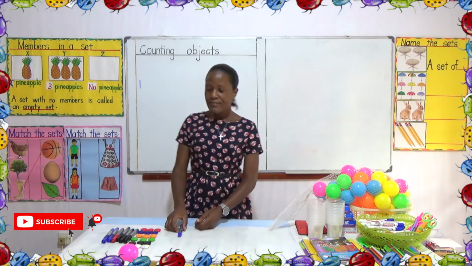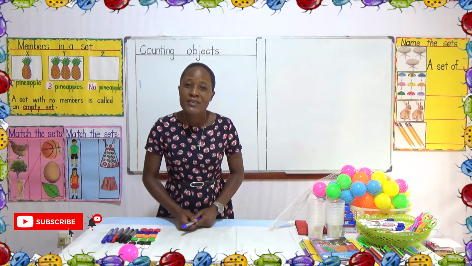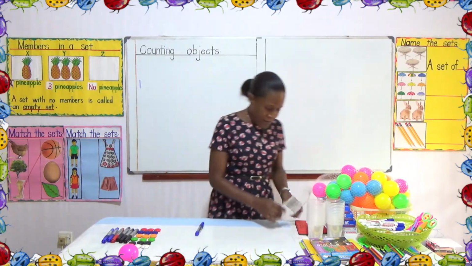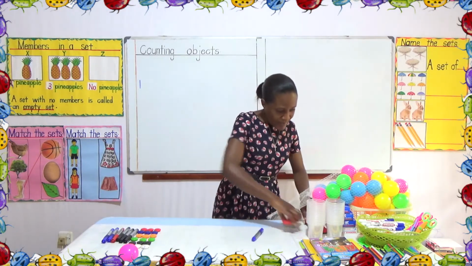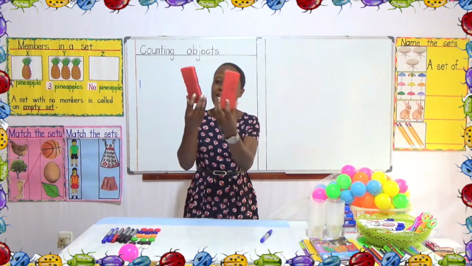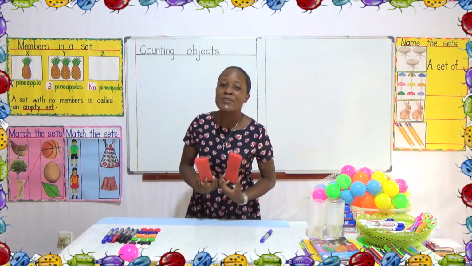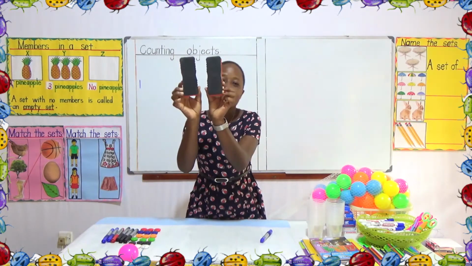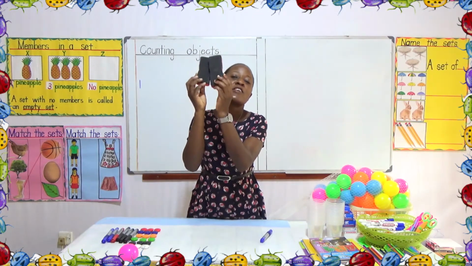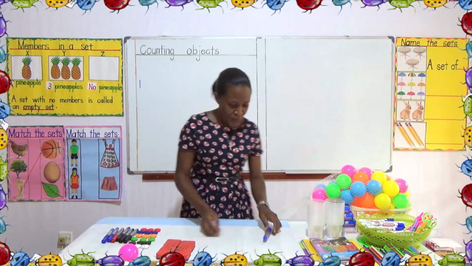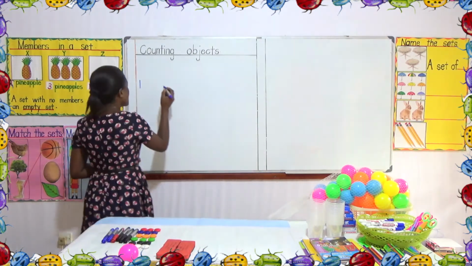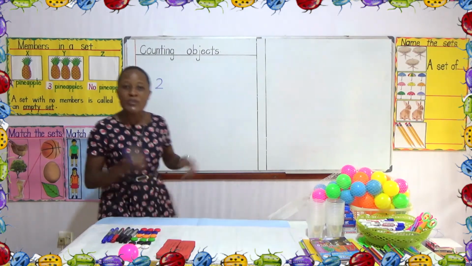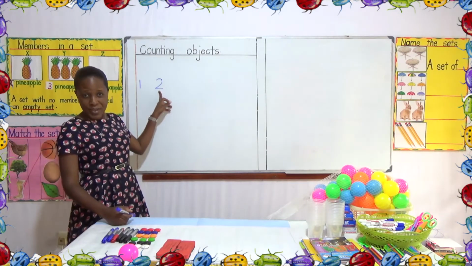But you can be told to count more. For example, let me look at this. These are my dusters. How many are they? Can we count together? 1, 2. They are 2 dusters. How do we write 2? We write 2 just like this. We write 2 just like that. Okay?